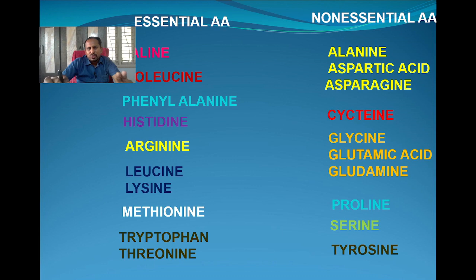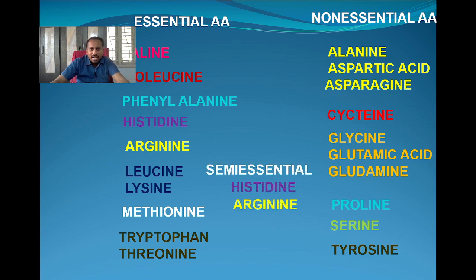So there are 2 amino acids which are semi-essential. These 2 amino acids are histidine and arginine. These are semi-essential, sometimes coming under essential amino acids, sometimes under non-essential amino acids. You have to remember these amino acids when you encounter questions regarding essential or non-essential amino acids.